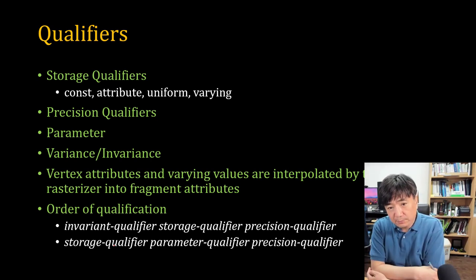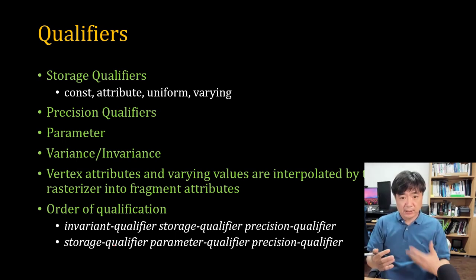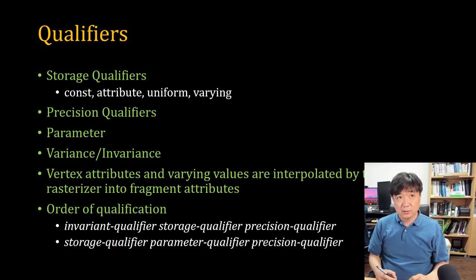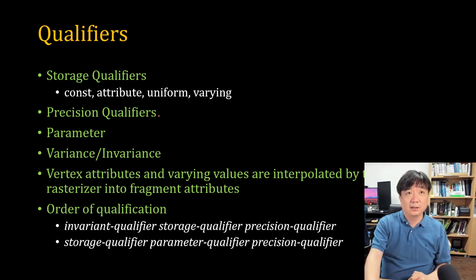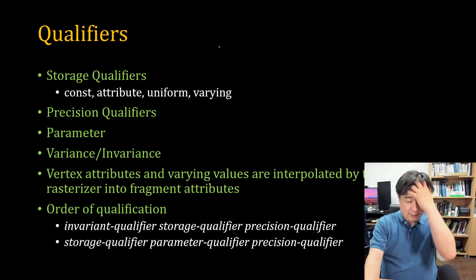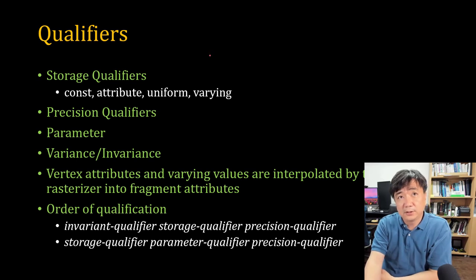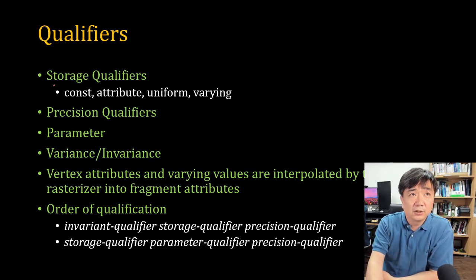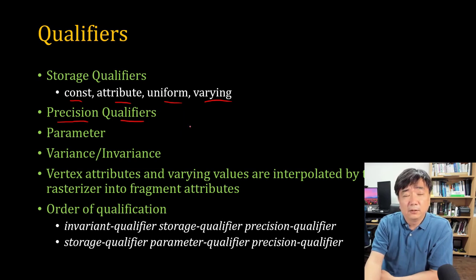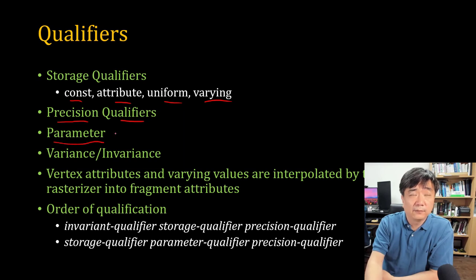Okay, qualifiers. So various kinds of qualifiers in the GL shading language. So of course there are qualifiers in C language also. So for example, const, static, or that kind of thing is in C language. But in GLSL, there are different kinds of qualifiers in the GLSL language spec. Okay, first thing is the storage qualifier, that is const, attribute, uniform, varying. And then there's another thing, the precision qualifier. So we can define the precision of a value. And then we can set the parameters. Parameters means the input and output parameters of a function.